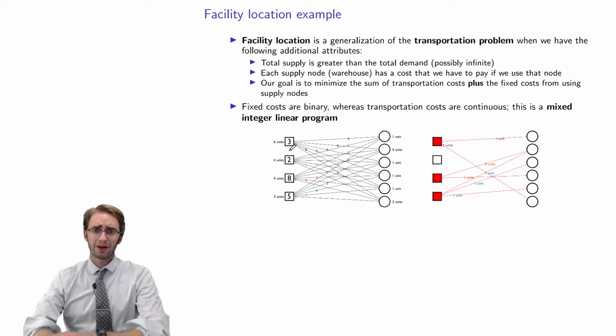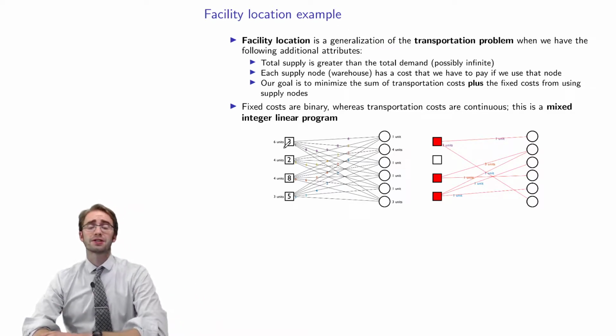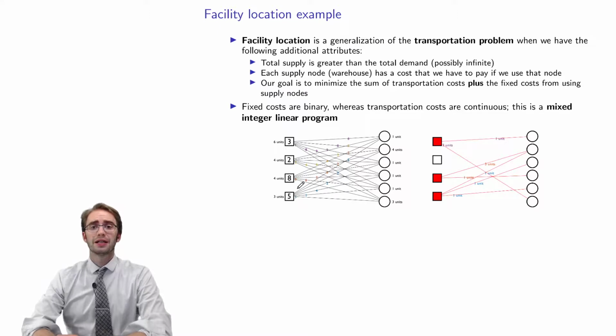Fixed costs are binary because you just pay a fee or you don't, if you use the node or not, whereas the transportation costs are continuous, and so we'd say this is a mixed integer linear program.